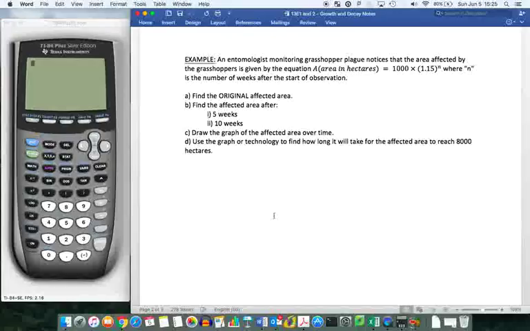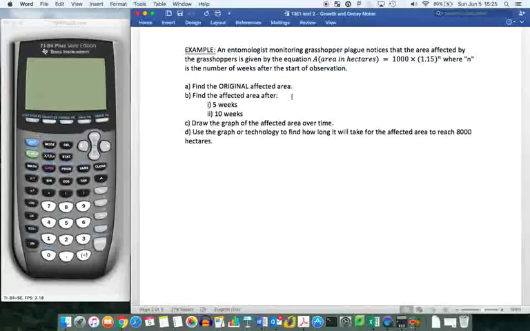So we're going to start off with an example here. It's a population example. An entomologist monitoring a grasshopper plague notices that the area affected by grasshoppers is given by the equation A, area in hectares, equals 1,000 times 1.15 to the power of n, where n is the number of weeks after the start of observation. So they're doing an experiment, looking at the area that a grasshopper plague covers a certain number of weeks after they start.